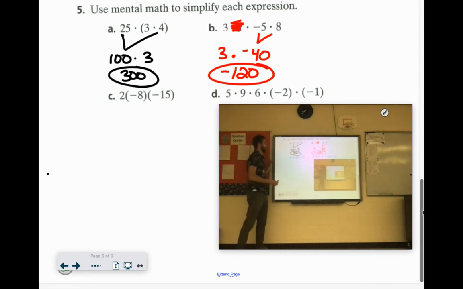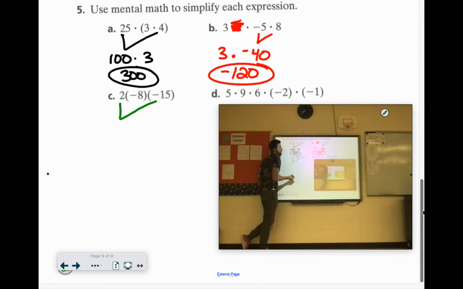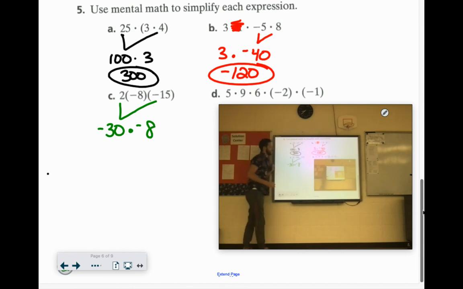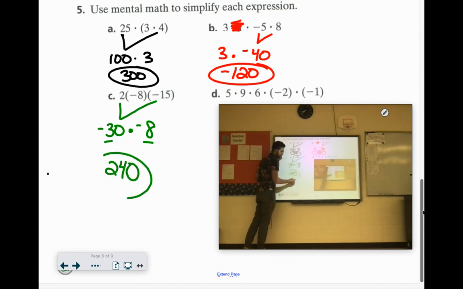All right, 2 times 8 times -15. Let's do 2 and -15 first. Positive times negative is negative. 2 15s would be 30. So we have -30 times -8. Now if you have a negative times a negative, remember that becomes a positive. So think of 3 times 8, and then we'll add the 0. 3 times 8 is 24. So 30 times 8 would be 240.